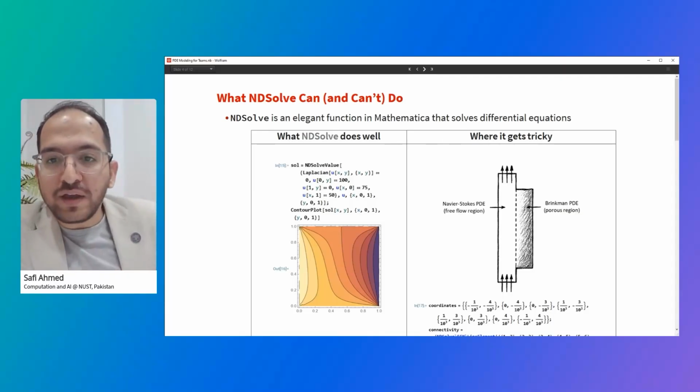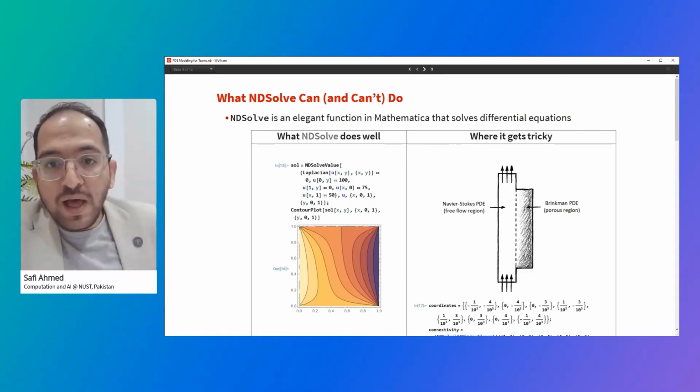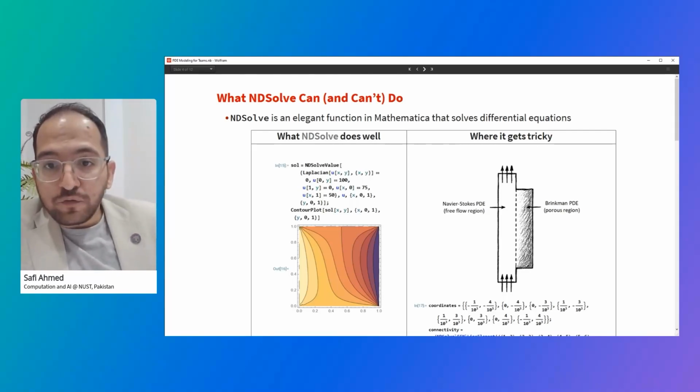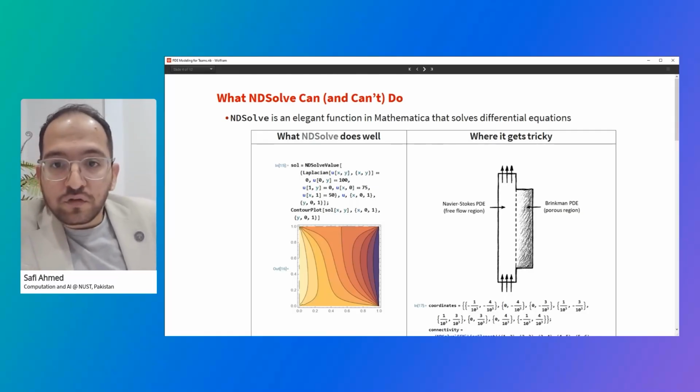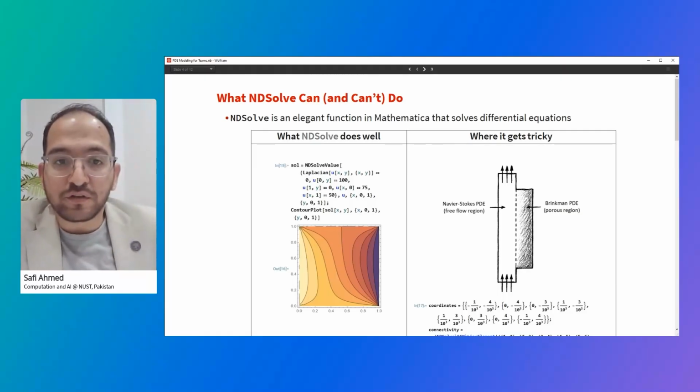For instance, on the right here, I have something that I worked on during the Wolfram Summer School. What you see here is basically a flow channel. The flow enters from here at the inlet, and then it flows through this free flow region, and it also flows through this porous region. The flow of water in each of these regions is governed by a different set of differential equations. In the free flow region, you have the Navier-Stokes partial differential equations, and in the porous region, you have the Brinkman partial differential equations.